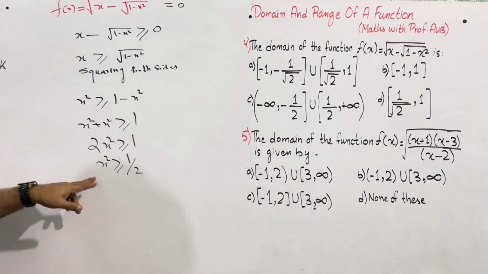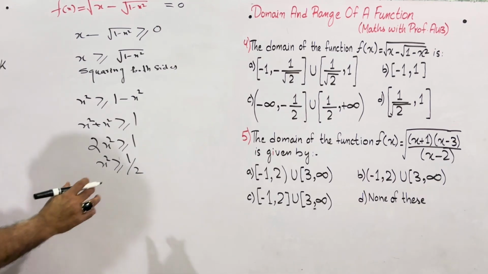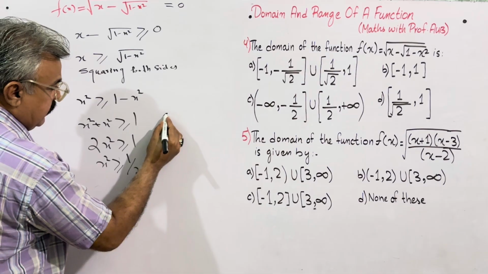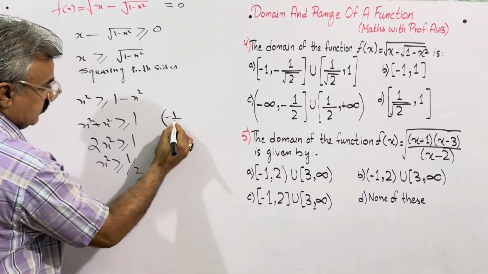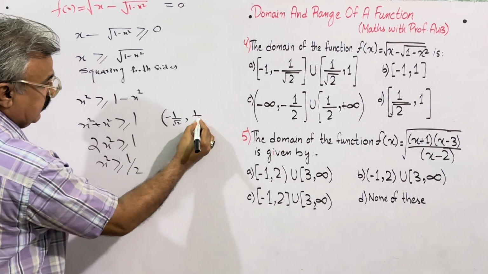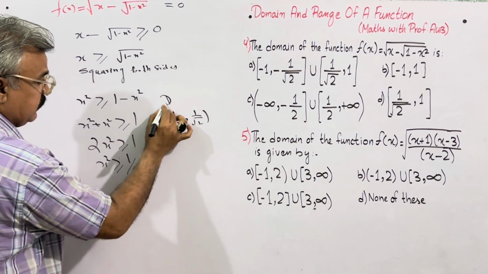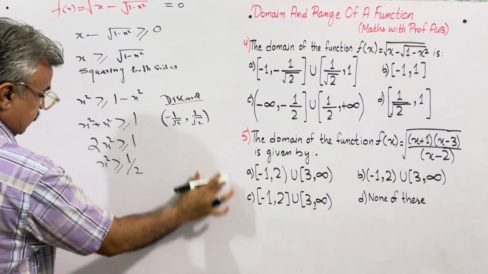It is not like x square less than or equal to 1 upon 2. It is x square greater than or equal to 1 over 2. For this we have to discard these values from minus 1 over root 2 to 1 over root 2. We have to discard these values. Not to be taken. Discard this interval.